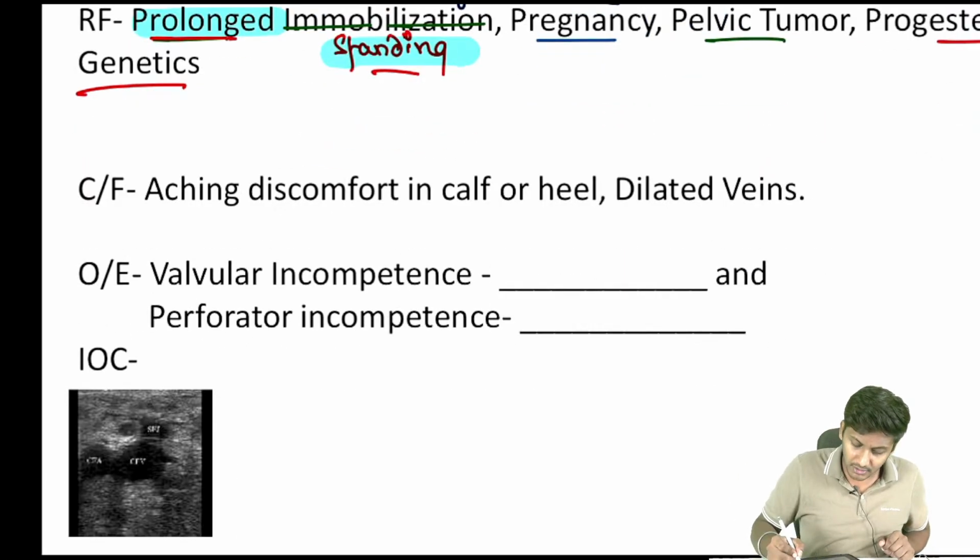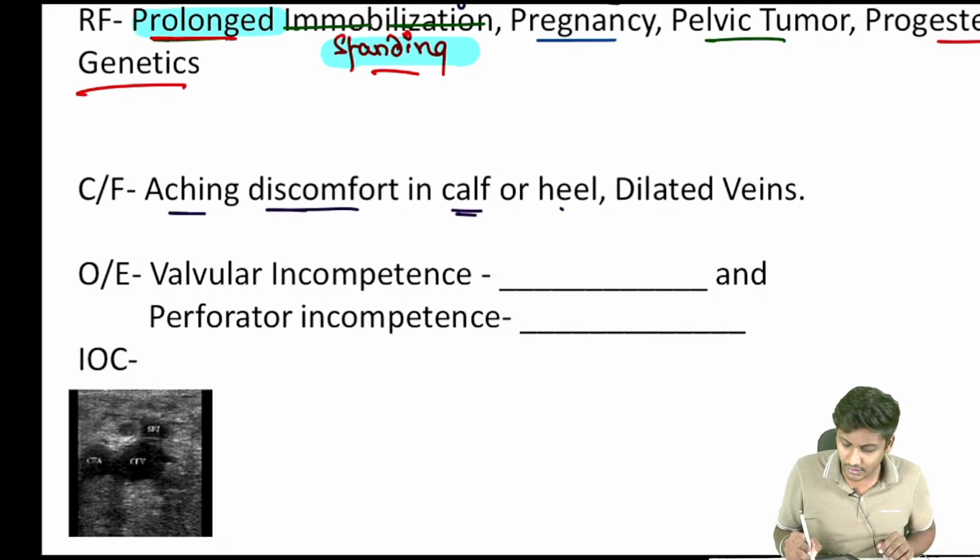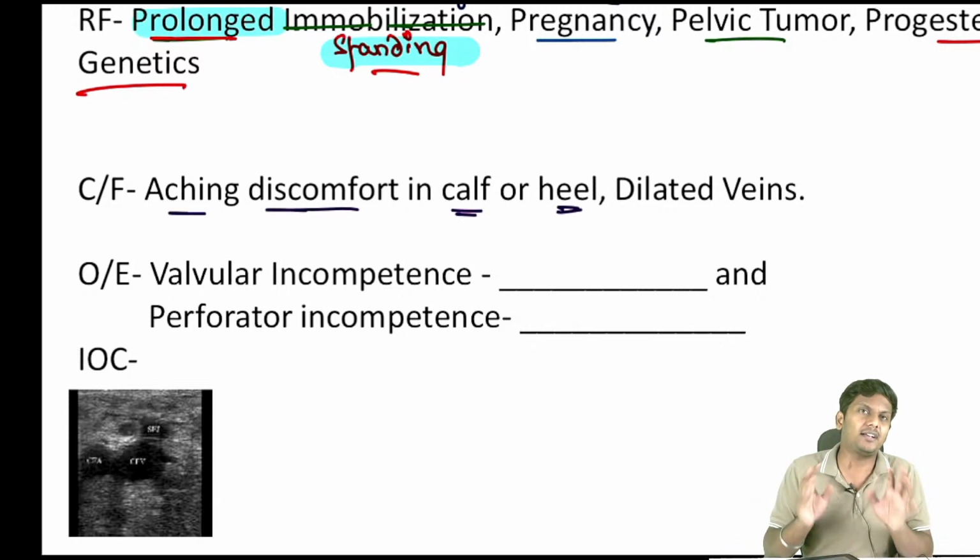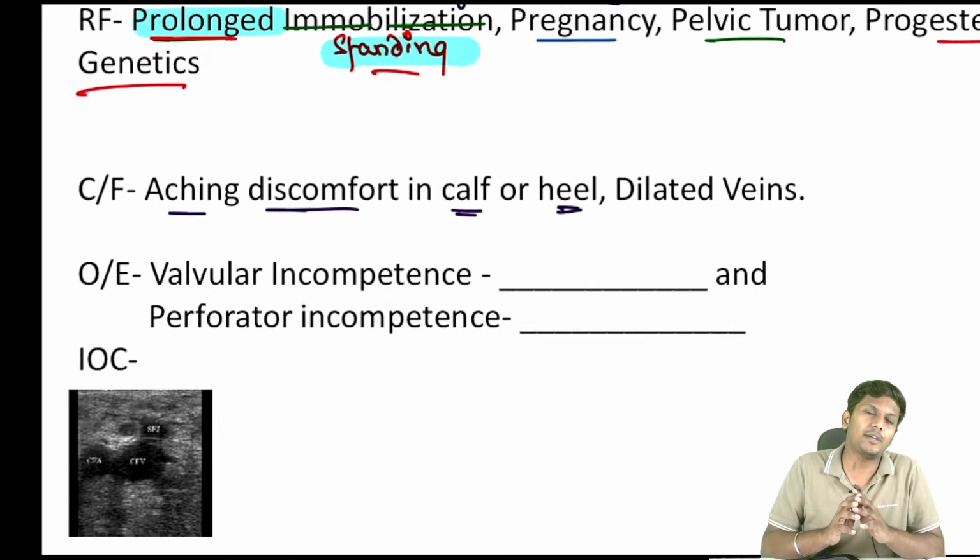Now what will be the complaints of the patient? The clinical features will be an aching discomfort in the calf or the heel region. There will be a constant dull ache. Always there will be a constant dull ache in the patient's leg.